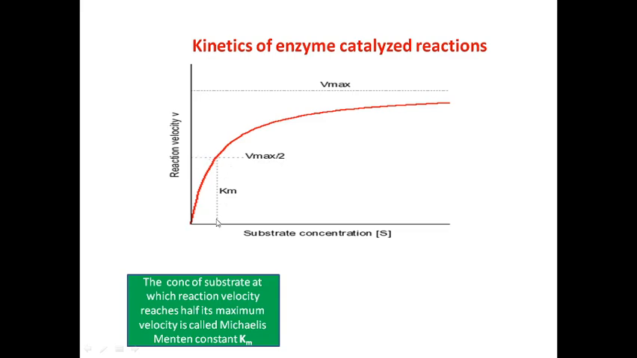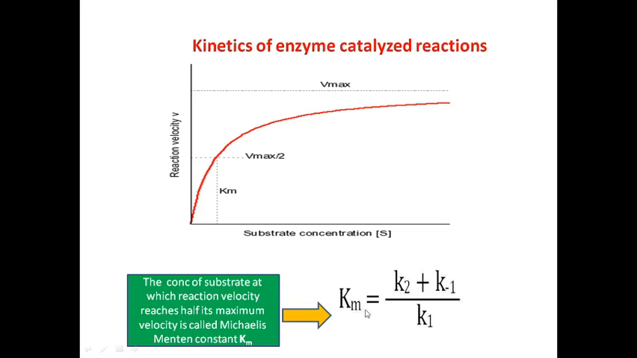Here it is half. So it is that substrate concentration where the velocity of the reaction reaches half its maximum value, and it's called the Michaelis-Menten constant or Km. So I hope I'm clear. Moving forward, how do we write this Michaelis-Menten constant? We write it in this way.